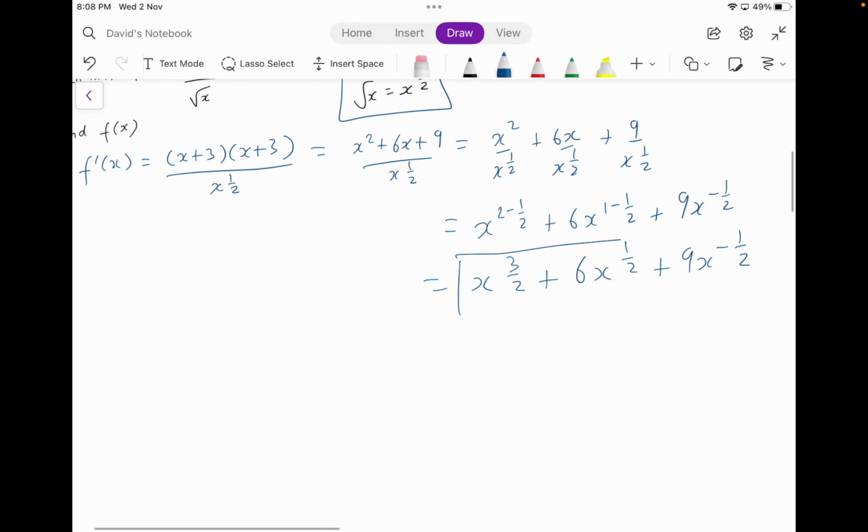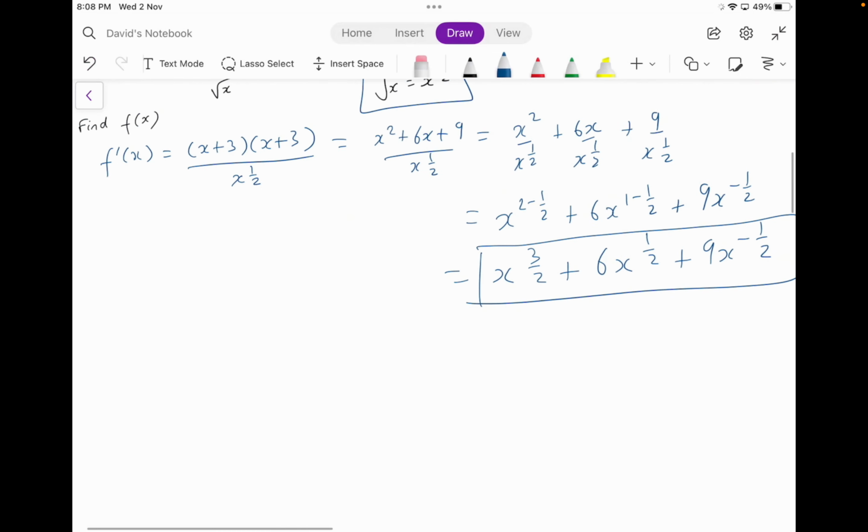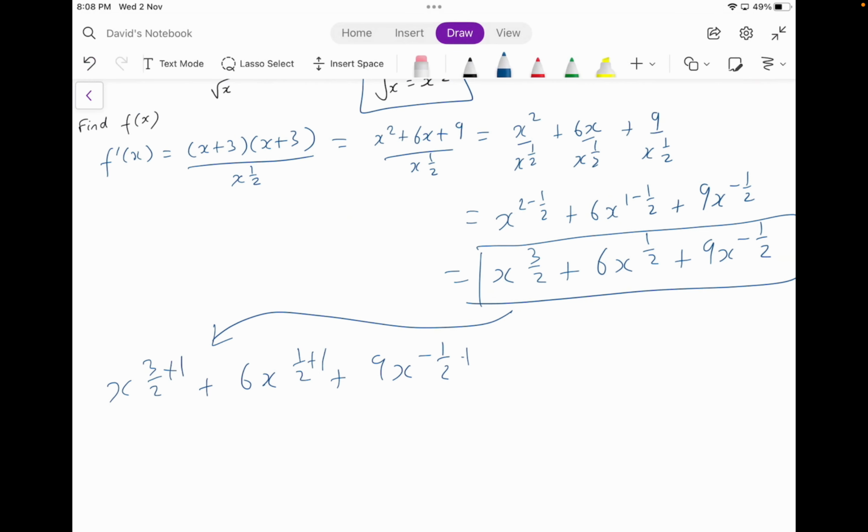Okay, so we have found the simplified version. Now we have to integrate it. So x raised to the power 3 by 2, plus 6x raised to the power half, plus 9x raised to the power negative half. You're going to add a positive 1 to all of the powers, since that's what the rule states, and you're going to divide by the new power, right? That's 3 by 2 plus 1. You're going to divide by half plus 1. You're going to divide by negative half plus 1.